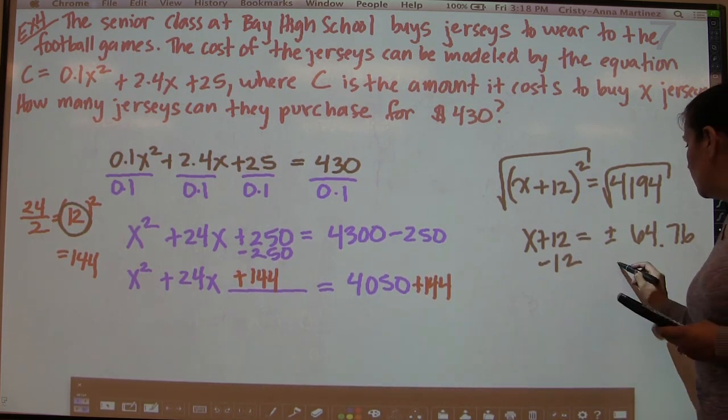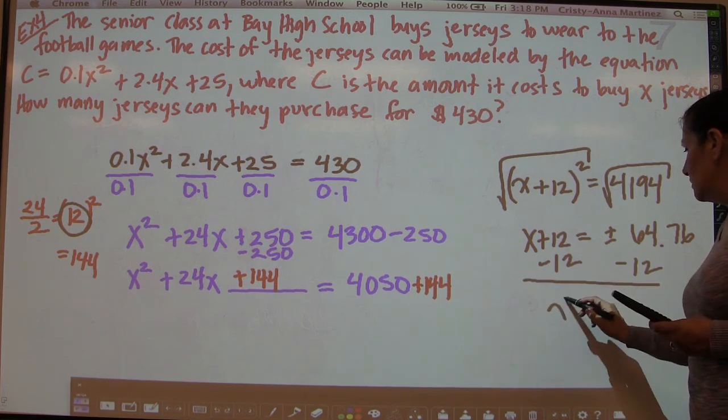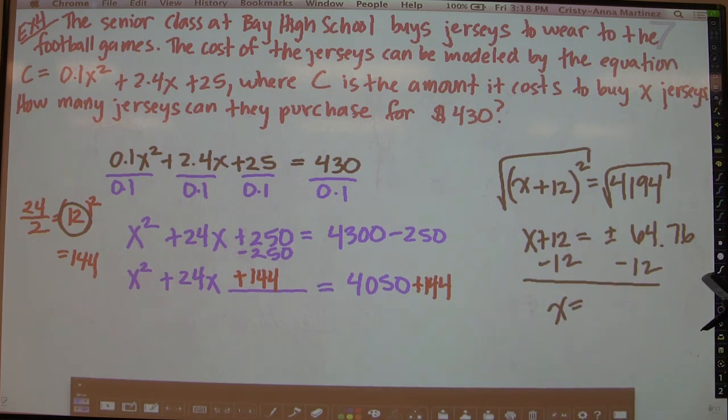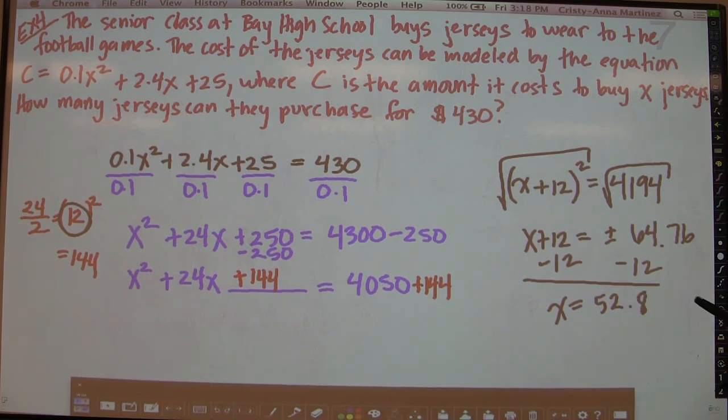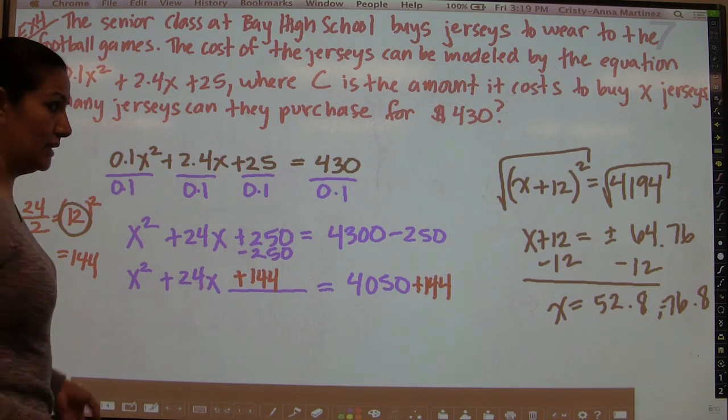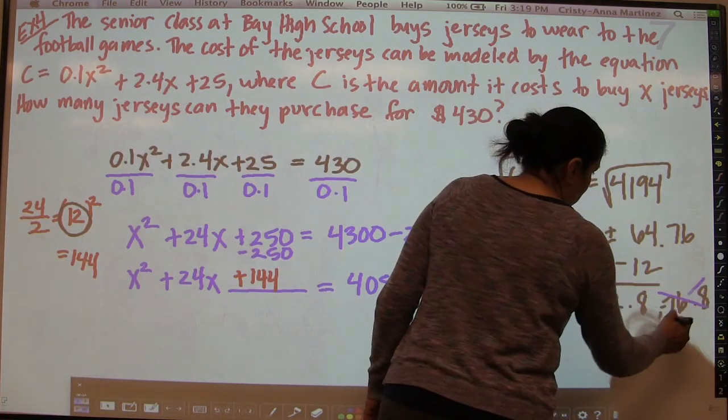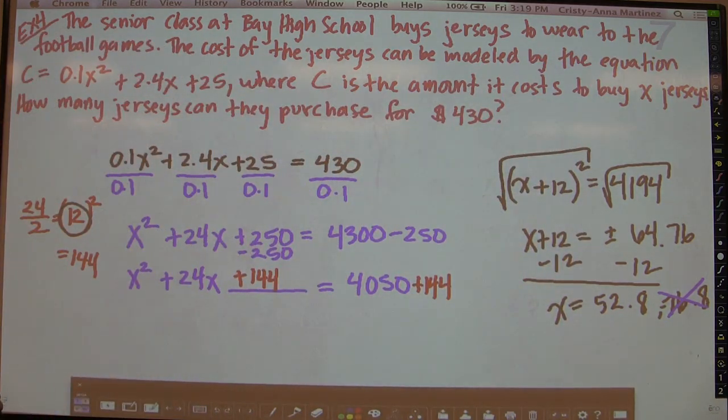Now obviously x represents the number of jerseys. We're going to subtract 12 from both sides. And we're going to get positive 64.76 minus 12, which is 52.8. And then we have negative 64.76 minus 12, and you're going to get negative 76.8. Now, because we're dealing with a real-life application and x is the number of jerseys, it doesn't make sense for us to have negative 76.8 jerseys. All right, so we're going to get rid of the negative option right away. And then we have x equals 52.8 jerseys.